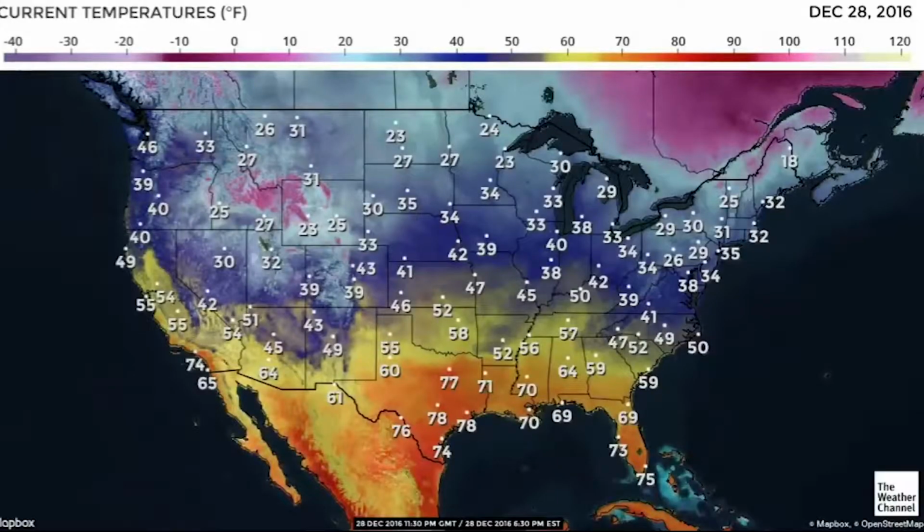On Wednesday, December 28th, if I go to the Weather Channel, they're going to show me the current temperatures, and there you can clearly see where all the cold air is. The purple color. It's off to the north in Canada, north of Maine. Pennsylvania is in a light blue color. It's in the mid to upper 20s.